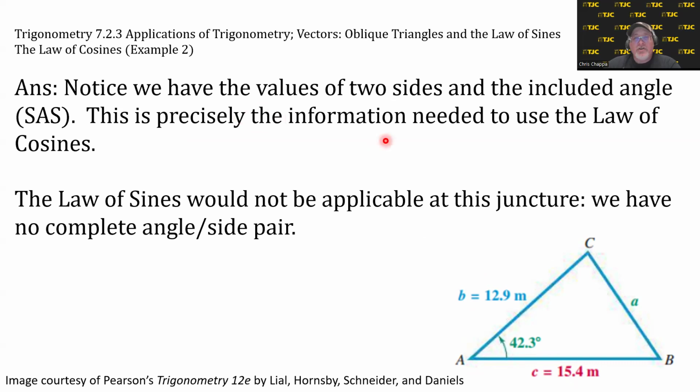Answer. Notice we have the values of two sides and the included angle, SAS. This is precisely the information needed to use the law of cosines. The law of sines would not be applicable at this juncture. We have no complete angle-side pair. We're missing side a, we're missing angle B, and we're missing angle C.